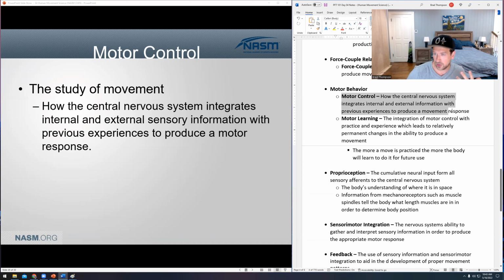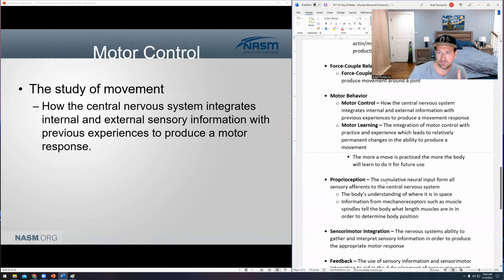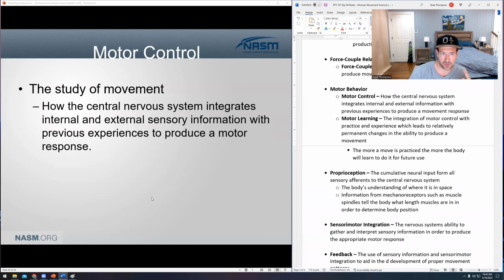So there's motor control, how your nervous system takes in information and puts it together in order to produce the appropriate movement. And then that changes over time. We call that our motor learning. So we'll come back to this in just a sec. The slide kind of circles back around.